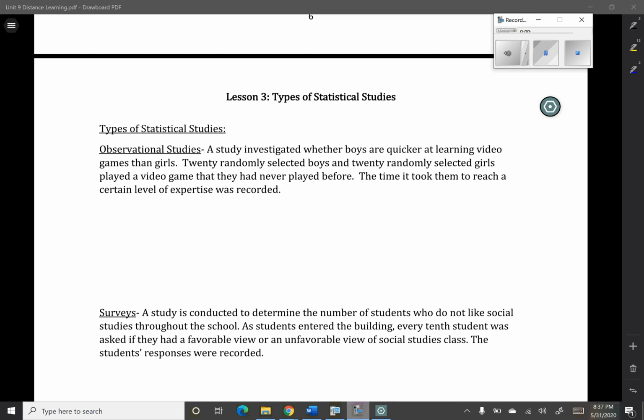All right, everybody, welcome to the video here for lesson number 3 on types of statistical studies. So today's lesson, we're going to go through and try and identify the 3 main types of statistical studies that we're learning in Algebra 2.